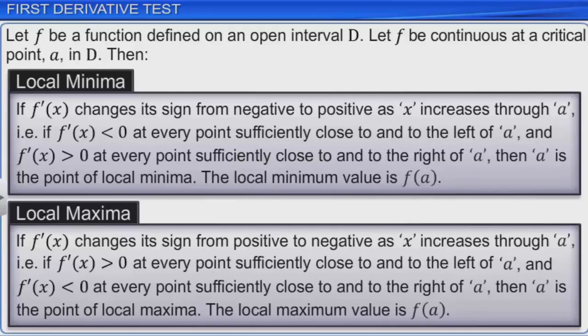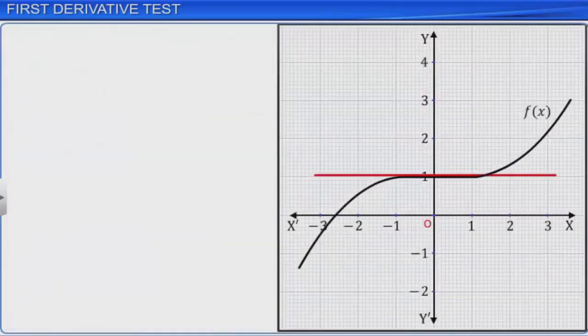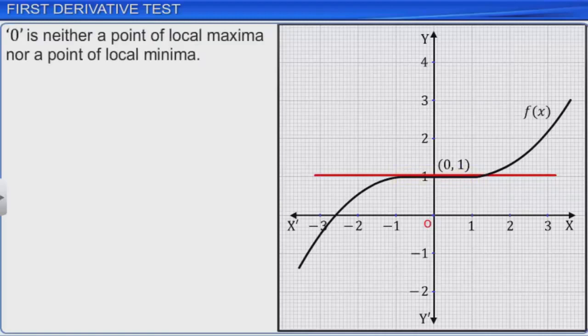Now, take a look at this graph. In the diagram, the tangent line is horizontal at (0, 1), and the slope of the curve is 0 on both sides of this point. That is, f dash x does not change its sign as x increases from the left neighborhood of 0 to the right neighborhood of 0. So in this case, 0 is neither a point of local maxima nor a point of local minima. Such a point, which is neither a point of local maxima nor a point of local minima, is known as the point of inflection.